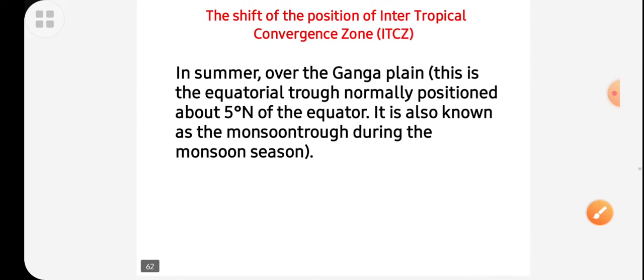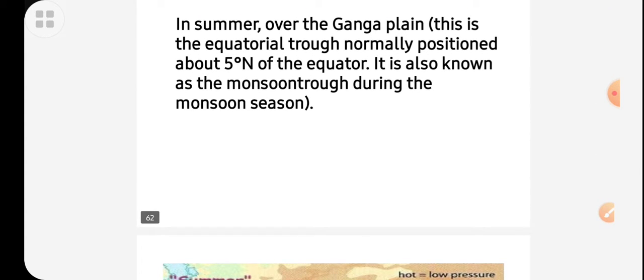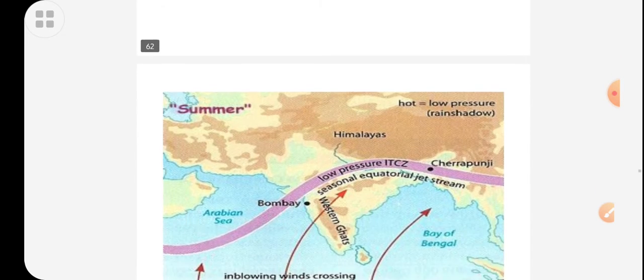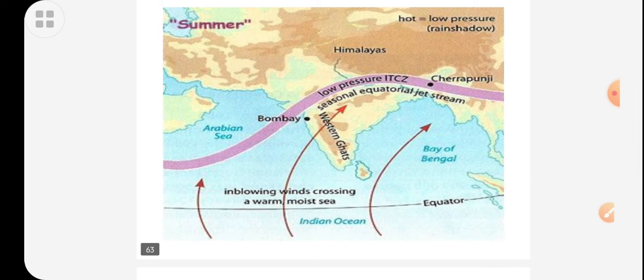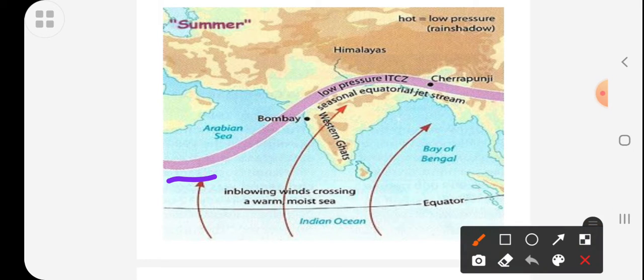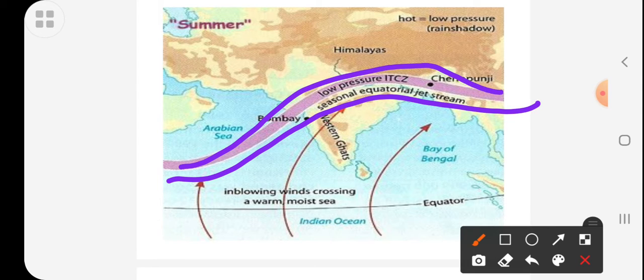Now the shift of the position of the intertropical zone: we have seen over the Ganga plain, I told you, 5 degrees north of the equator region, it is known as the monsoon trough during the monsoon season. This diagram is given here. So the low pressure ITCZ zone is generally created here. This red line is showing the ITCZ, and you see it is over the Himalayas or Ganga plain.